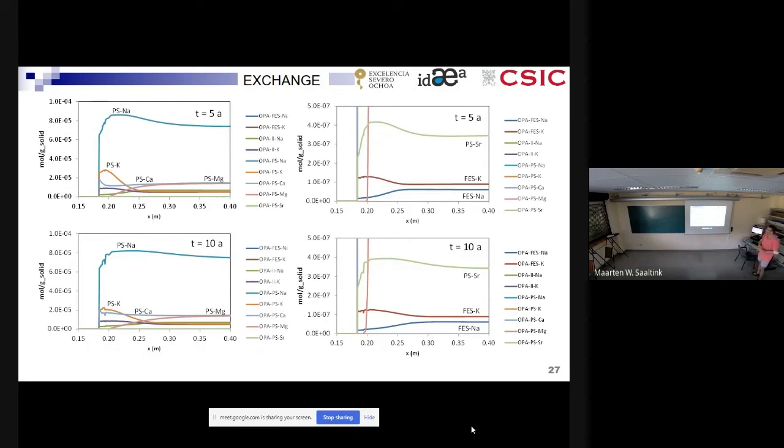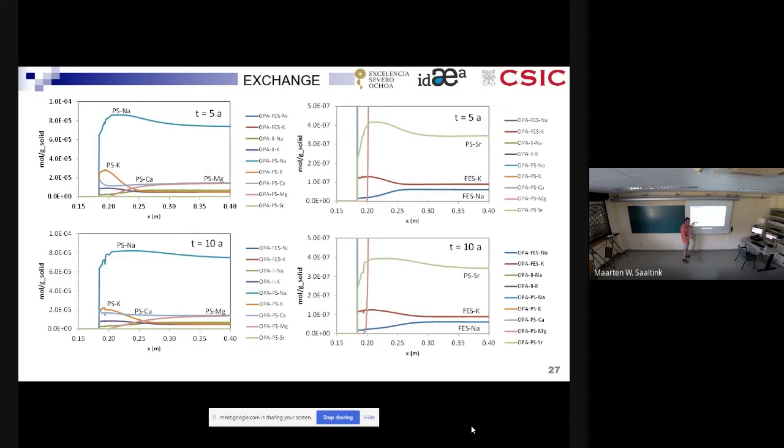The ion exchange, again, on the top 5 years, on the bottom 10 years, I'll just focus on the top. So you have concentrations of the different components in the different types of sites. On the left, basically, you see the potassium displacing the sodium from the planar site and displacing the magnesium, which is kind of the big line here, from the bottom side. It also displaces the calcium.